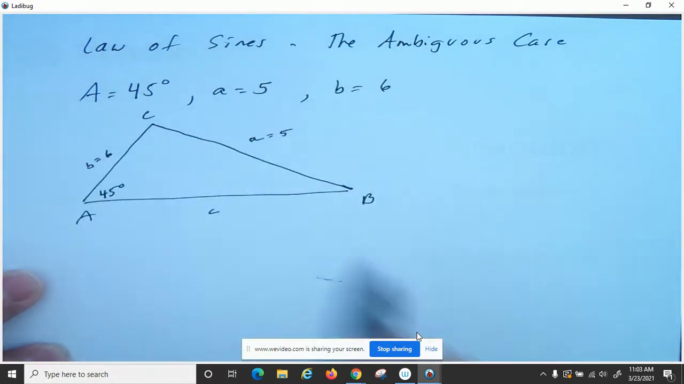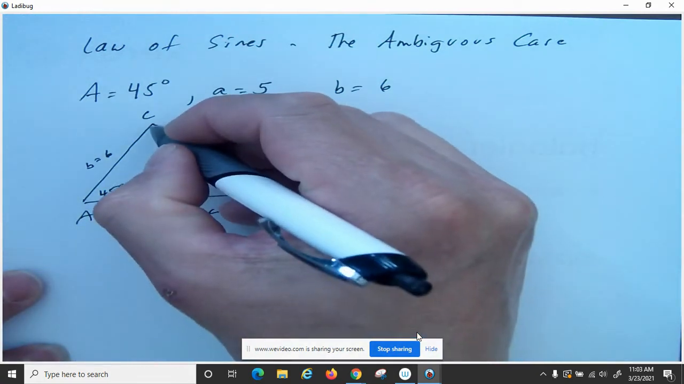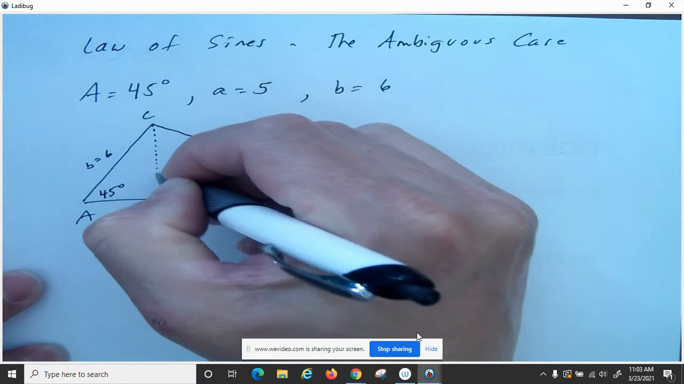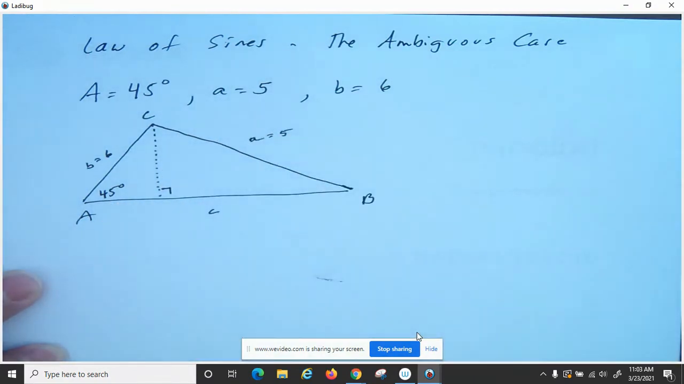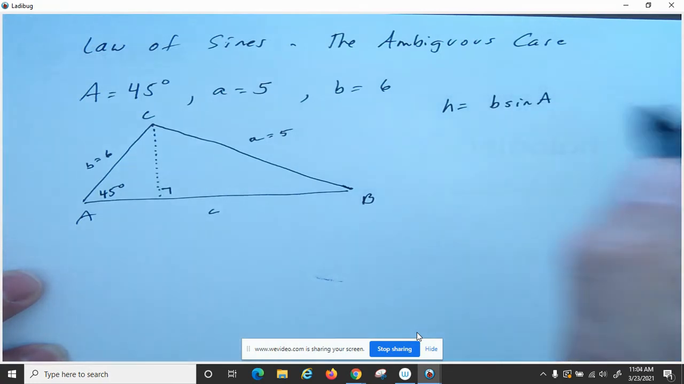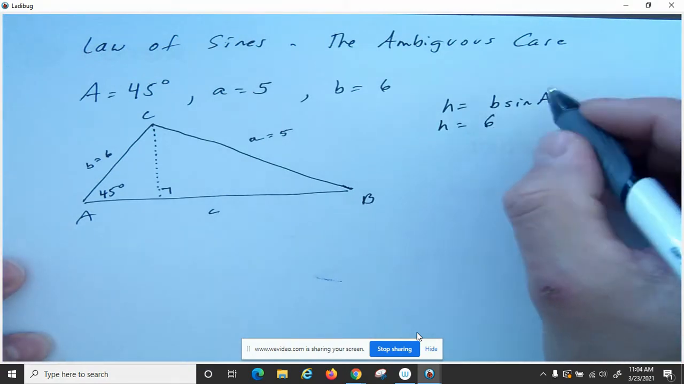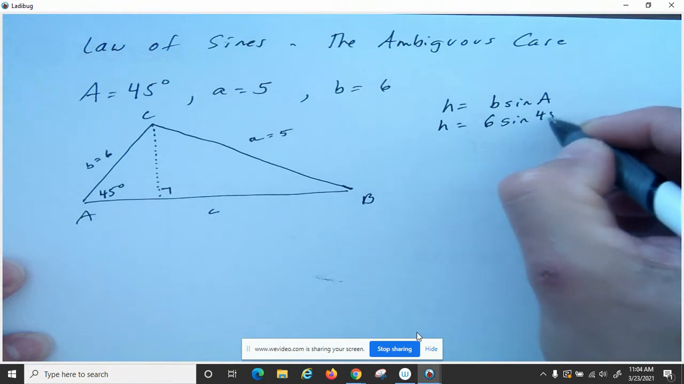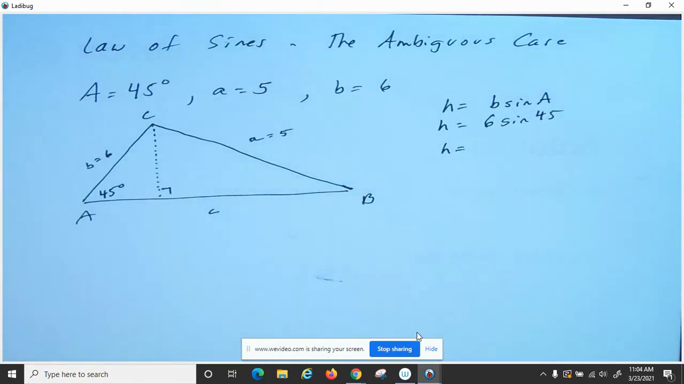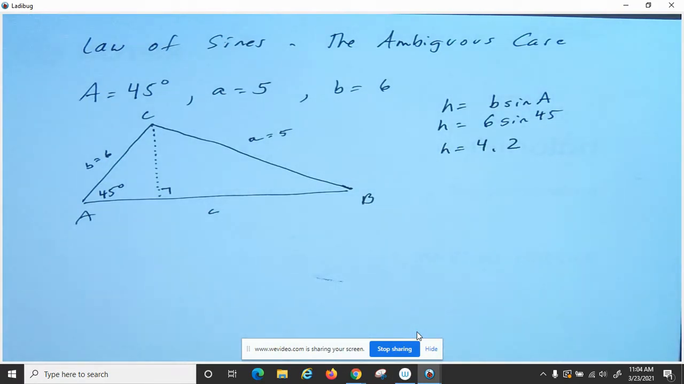All right, so again, I see side angle. So that tells me that I need to find the height of this triangle. To find the height of the triangle, h is equal to b times the sine of A. Side b is equal to 6. The sine of 45 degrees, I'll multiply that out and round it to the nearest tenth, and I get 4.2. Okay, so the height of this is equal to 4.2.